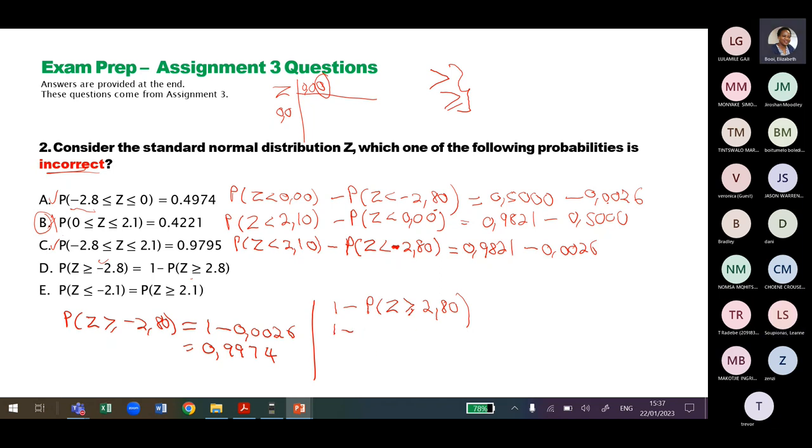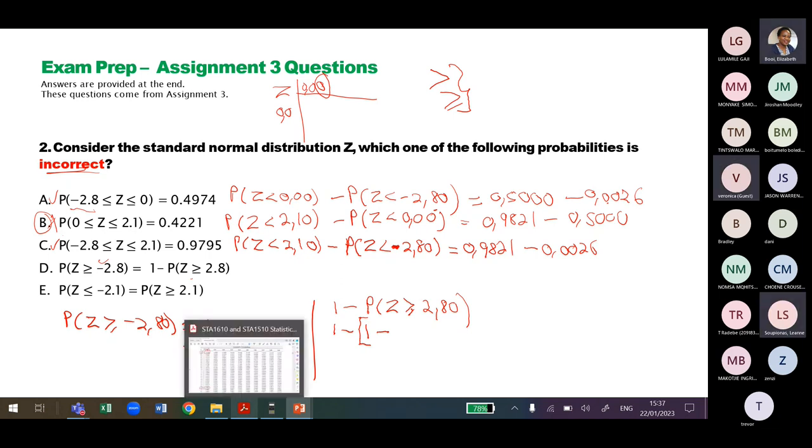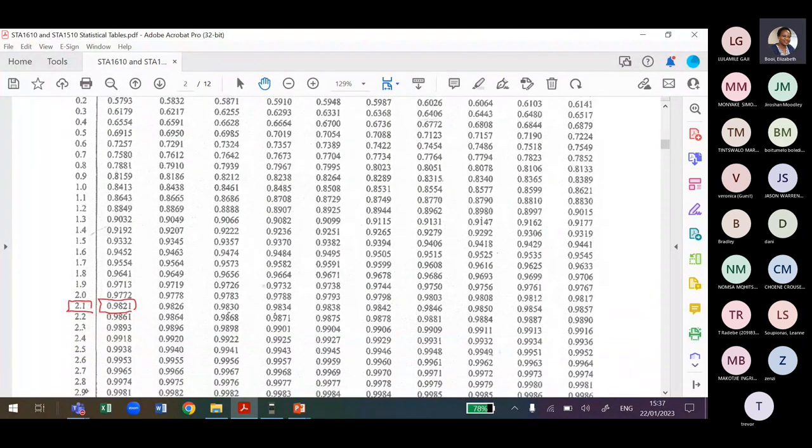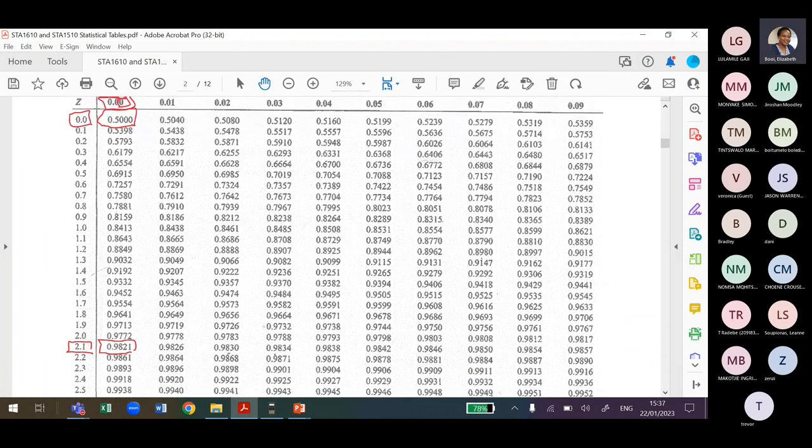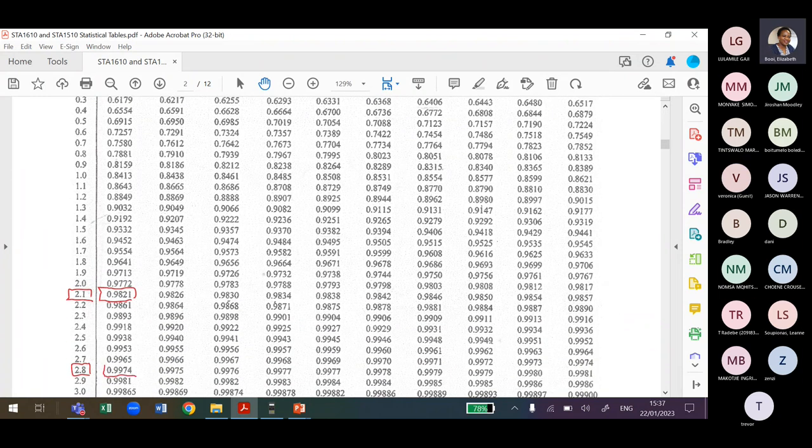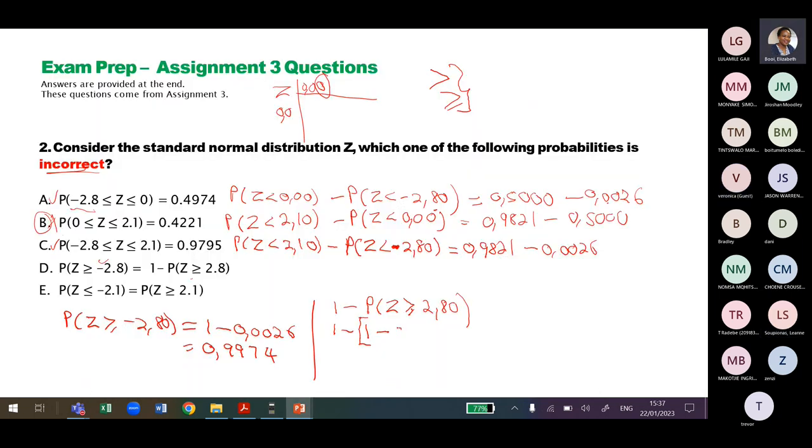So this will be 1 minus. We need to change the second part to 1, and I'm going to put it into brackets. 1 minus the table value. What is the table value of 2.80? We don't have that, because previously we worked with minus 2.8. So we need to go to the table value on the positive side. We look for 2.80, which is 0.9974. So we go there and we say 0.9974. We're not done yet.